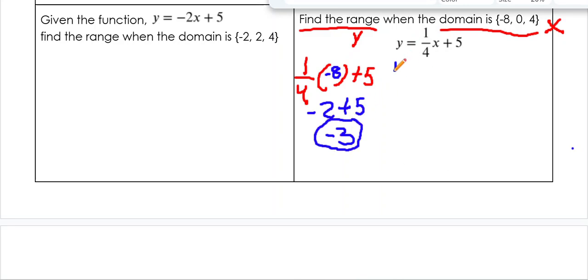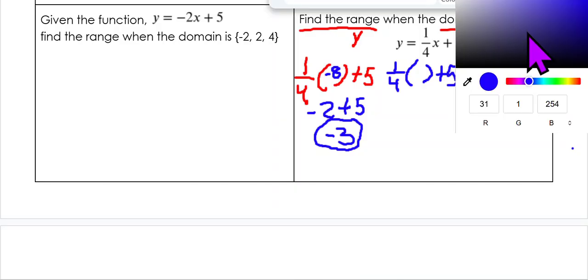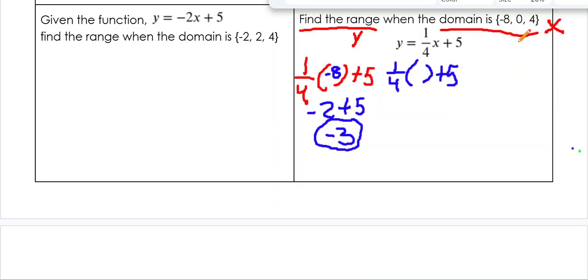So that's one of my answers, -3. All right, let's do the next one. I'm going to do the same thing. I got to do it for all 3 numbers to get my whole range. So I'm rewriting that part of the equation. I'm just leaving out the x and plugging in parentheses. And then I'm going to go back in and plug in my number. So my next x value was 0, so I'm going to plug in 0. Well, 1/4 of 0 is 0. So then I'm just left with 0 plus 5. What's 0 plus 5? Well, that's 5. So that's my next one.